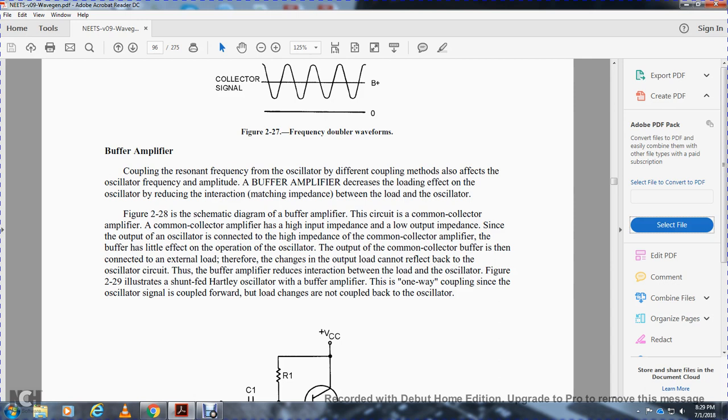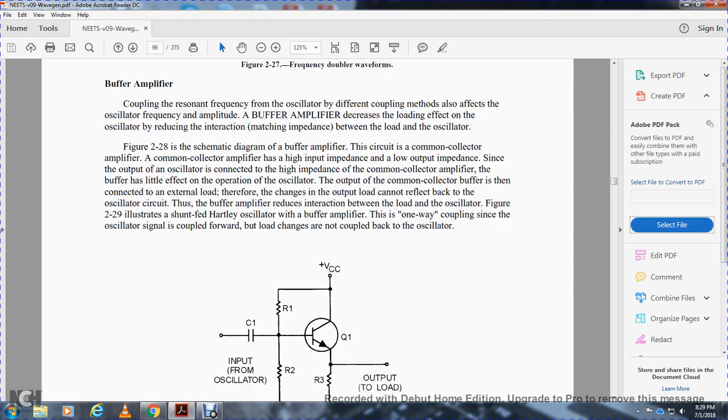Figure 229 illustrates the shunt-fed Hartley oscillator with a buffer amplifier. The coupling is one way: the oscillator signal is coupled forward, and load changes are not coupled back to the oscillator.